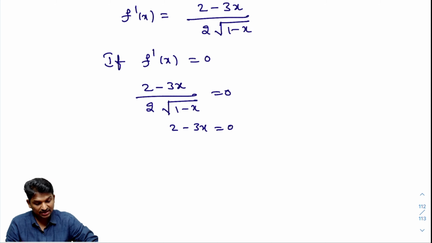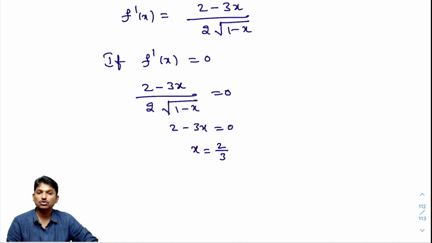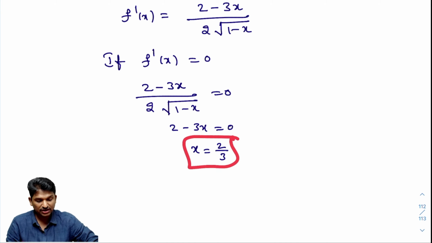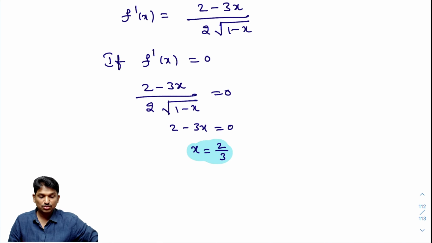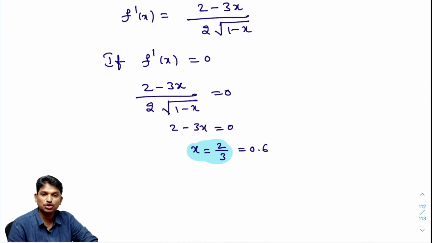From this what you will get? x equal to 2 by 3. We got only one x value, no negative x values here. So we got the x value. 2 by 3 value is what? 2 by 3 value is 0.6, I think, right? Yes, 2 by 3 value is 0.6.